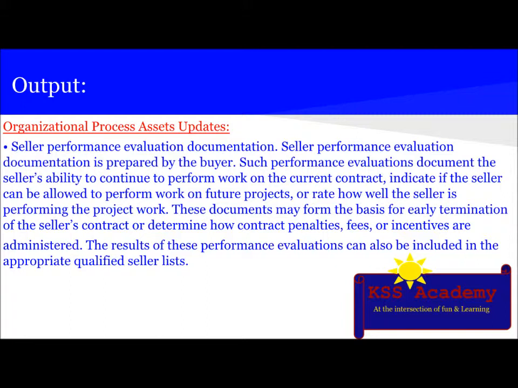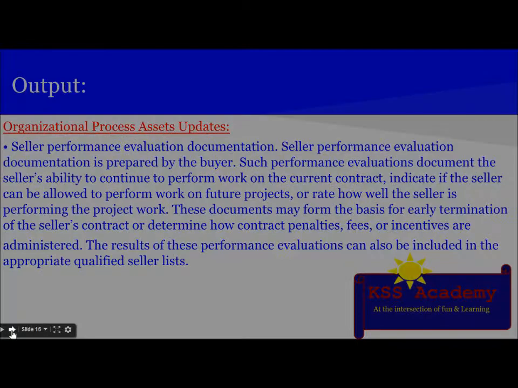Next is the OPA update. Seller performance evaluation documentation. Seller performance evaluation documentation is prepared by the buyer. Such performance evaluation documents the seller's ability to continue to perform work on the current contract, indicates if the seller can be allowed to perform on future projects, or rates how well the seller is performing the project work. These documents may form the basis for early termination of the seller's contract or determine how contract penalties, fees, or incentives are administered. The results of these performance evaluations can also be included in the qualified seller list.